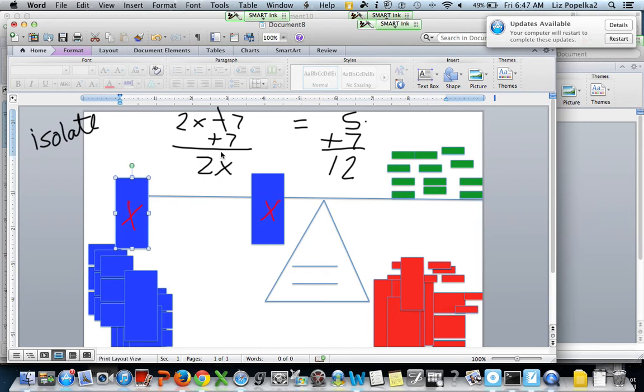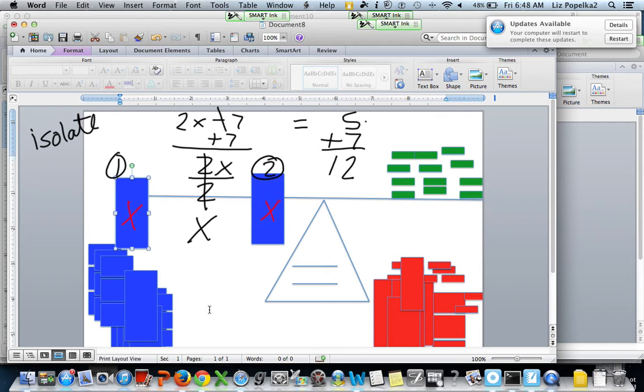On paper, this is what it would look like. I had 2 x's, I divided them into 2 groups. So how much do I have in each group? Group number 1 has an x, group number 2 has an x. So 2 x's divided by 2 is just 1 x in each group.